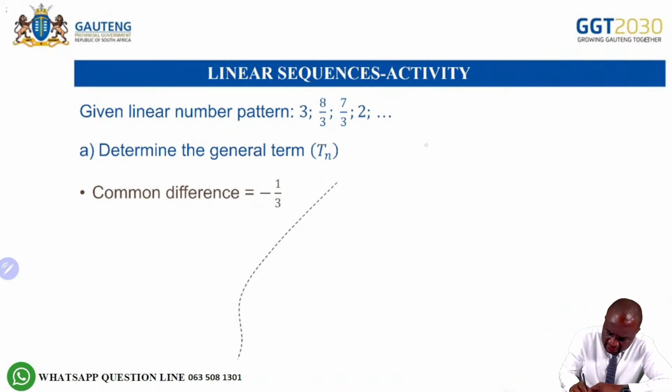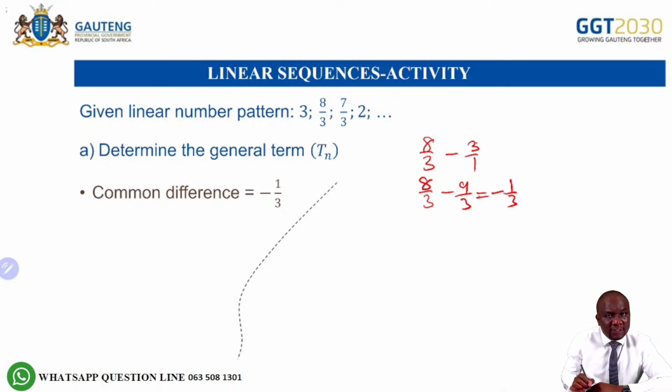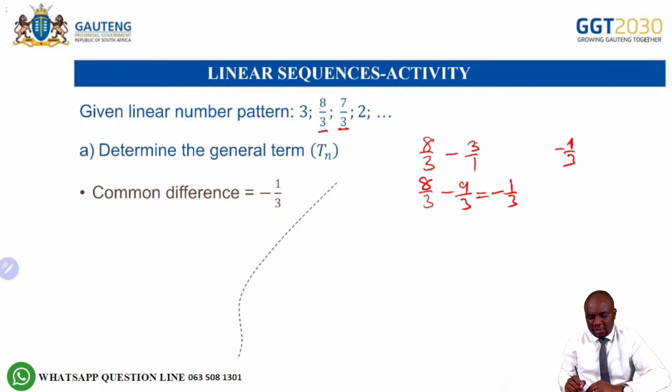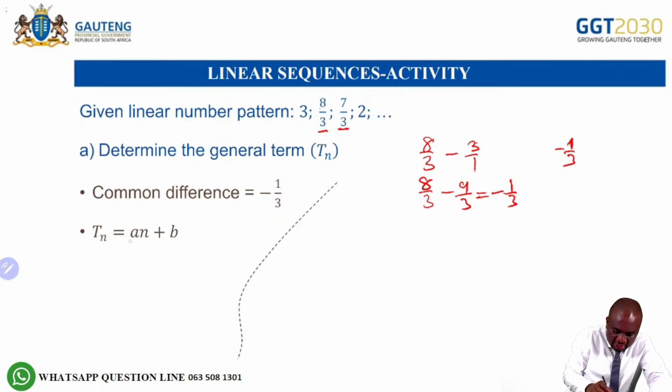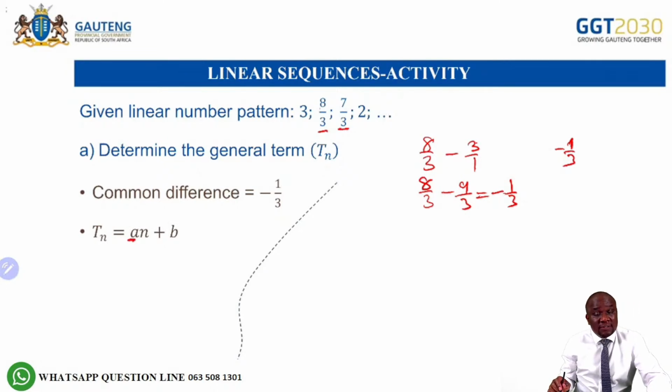Let's see. If you say 8/3 minus 3/1, we have to multiply this 1 by 3 so that the terms are the same. So it becomes 9/3. So 8/3 minus 9/3. 8 minus 9 is -1. So it's -1/3. Do you see that? The common difference is -1/3. Even if you say this minus this, 7 minus 8 is -1. So you're going to get -1/3. So this is enough to show you that the common difference is -1/3. And then where there's a, we're going to put -1/3.